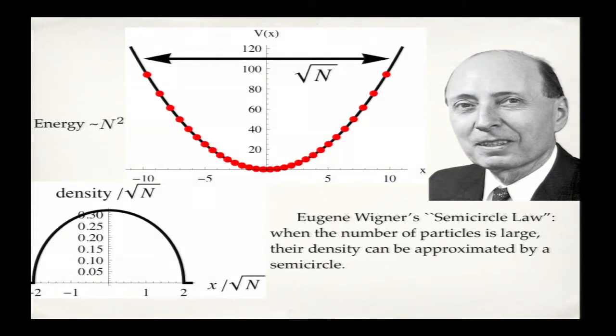And then the fact that the energy goes as n-squared is not hard to see. If the position of each particle is square root of n, the energy, since the quadratic potential is the position squared, is n. And now we have n particles, each with energy n, so we get n-squared. And just as a fun fact about this, Eugene Wigner found that in the limit where the number of particles is very large, the density of these particles can be approximated by a semicircle.